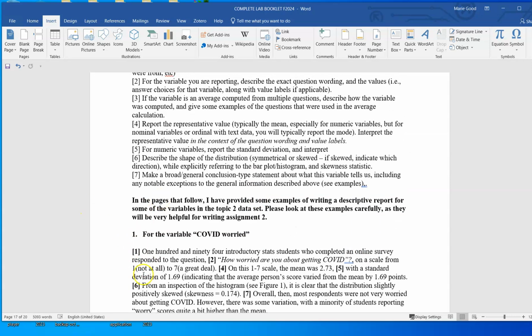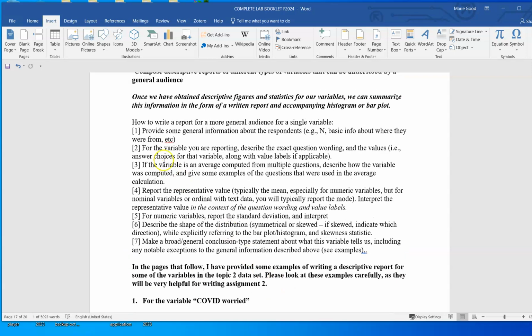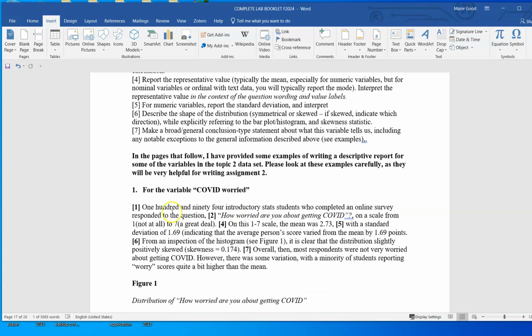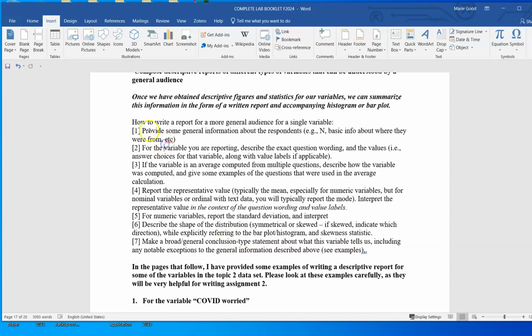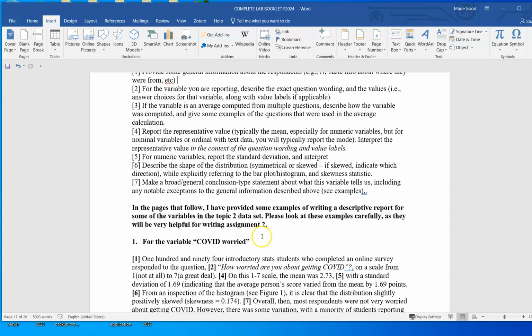The first part of this paragraph, which corresponds with number 1 in the list, is, so they're saying, 194 introductory stat students who completed an online survey responded to the question. And that's number 1, right? A sentence that gives some general information about respondents, how many of them there were, where they were from, etc.